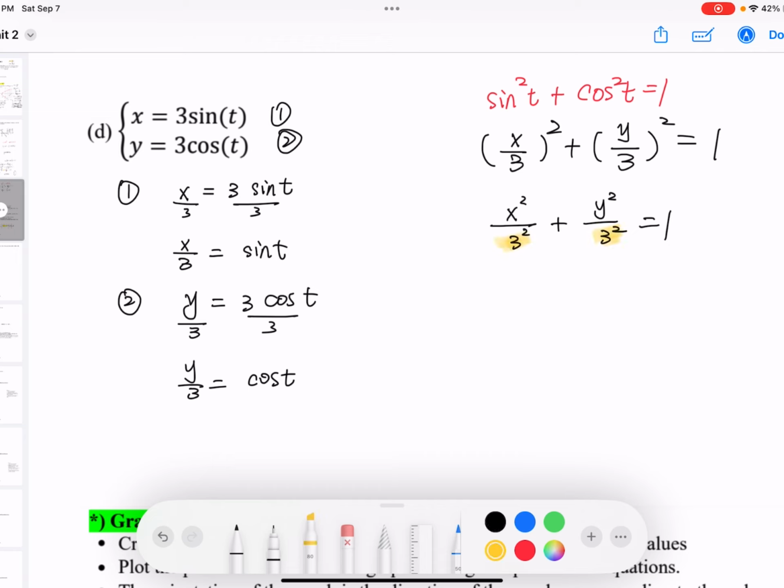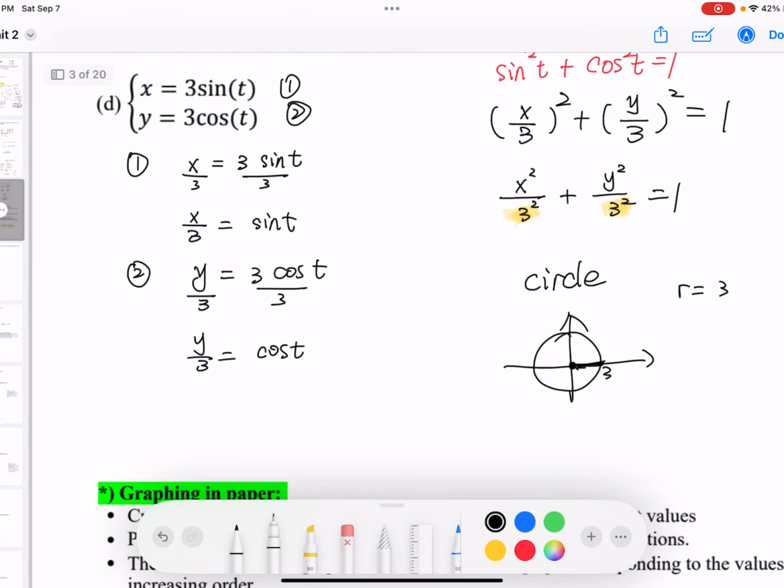That means this is a circle. So we just say circle, and the center is at the origin. And what is the radius? Since the bottom is 3 squared, r is 3. It is a circle with a radius of 3.